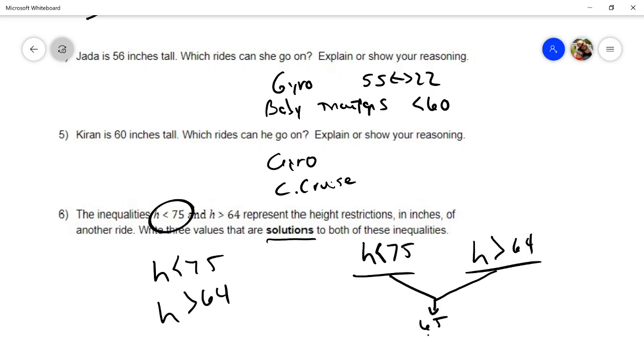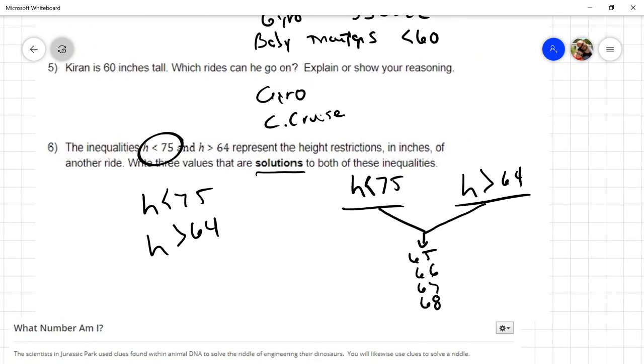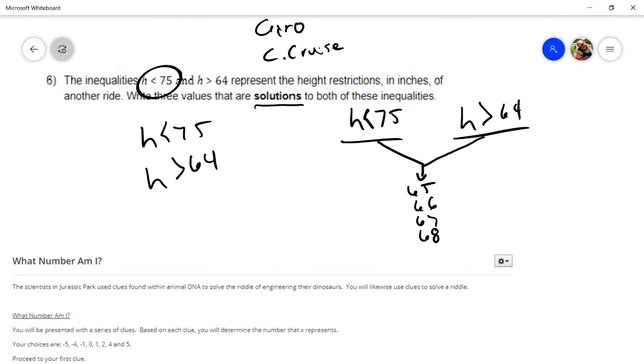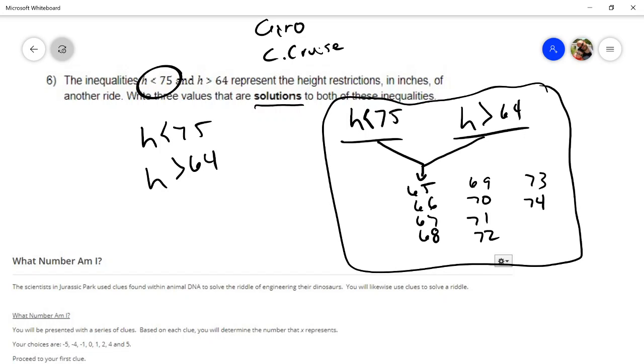66, 67, 68, 69, 70, 71, 72, 73, 74. 74 is less than 75 and greater than 64, yes. Why don't I have 64? Because it's not saying equal to. Why don't I have 75? Because it's not saying equal to. So that is all of the ones that you can have for that one.